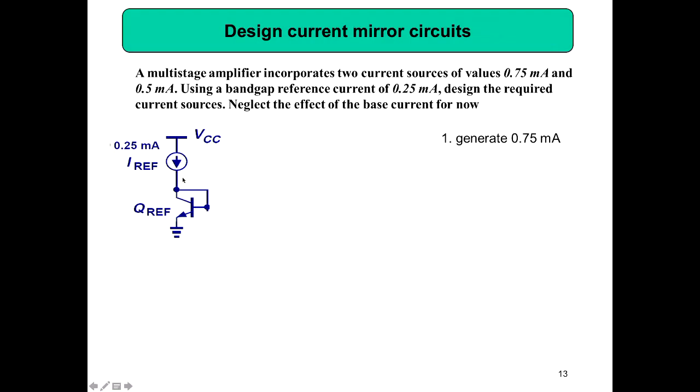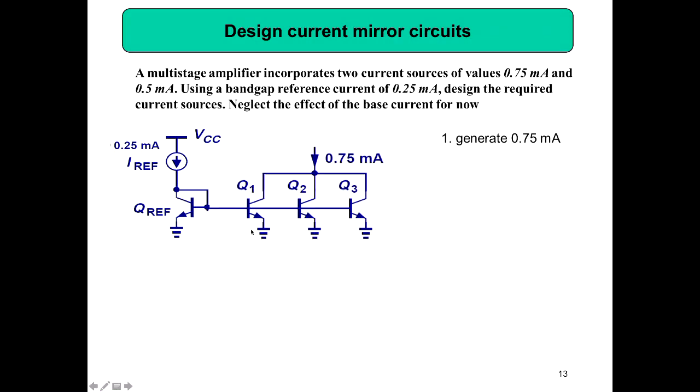copy. When you generate I copy, if you connect only one transistor, you get only 0.25. But your requirement is 0.75 milliamps. Then you have to connect 3 transistors together. This will generate 0.25, this will generate 0.25, this will generate 0.25. If you connect them together, you get 0.75 milliamps.